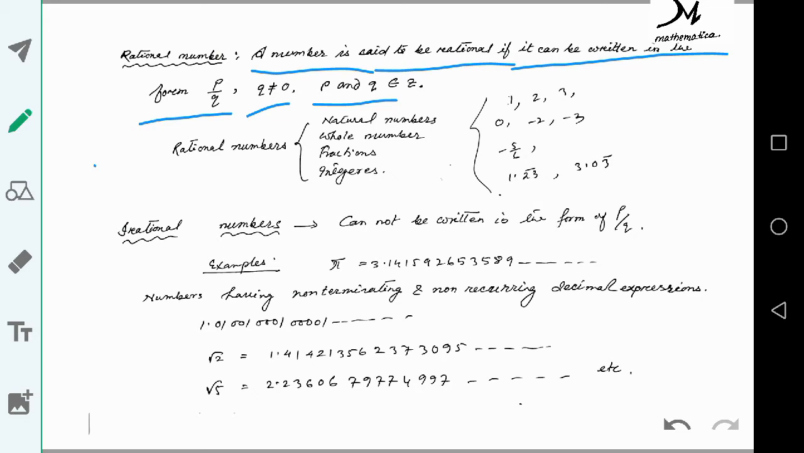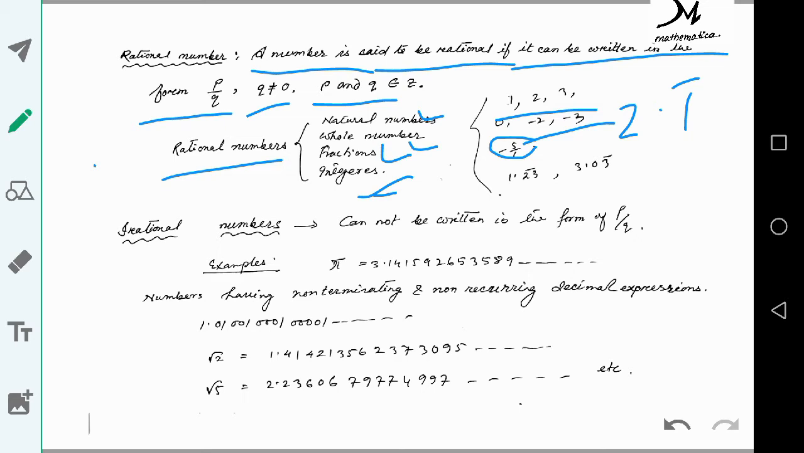So those numbers are rational numbers, and rational numbers include all natural numbers, whole numbers, fractions, integers. Natural numbers means 1, 2, 3. Whole numbers means, including 0, all the natural numbers. And negative integers can also be there, positive integers can also be there, fractions may also be there, and decimal fractions, suppose 2.1 is also rational. And suppose the decimal expansion is non-terminating, but if it is recurring, then also it is rational.